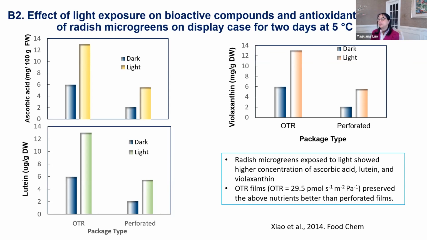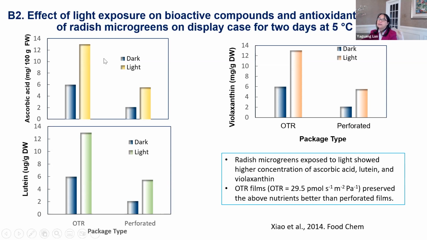And we also used 2 different packaging conditions, because radish microgreens can be packaged using the OTR film, which stands for oxygen transmission rate film, which means that the oxygen transmission is selectively controlled. It could also be stored using perforated films or clamshells. So we wanted to see the effect of those packaging conditions as well.